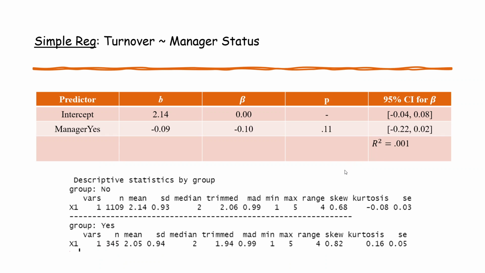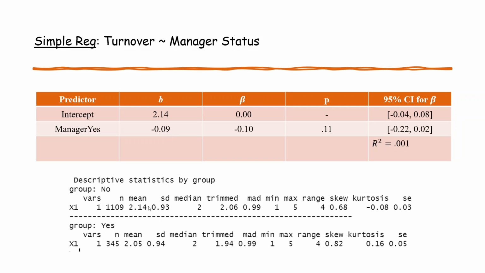sorry, I went one step too far. Back to our regression model output for turnover predicted from just manager status. What this is showing us for our raw slope, our unstandardized slope, is that the intercept tells us the predicted level of turnover intentions for non-managers, and then the slope for manager status tells us that switching from a non-manager to a manager gives us a change in predicted average turnover intentions of negative 0.09.